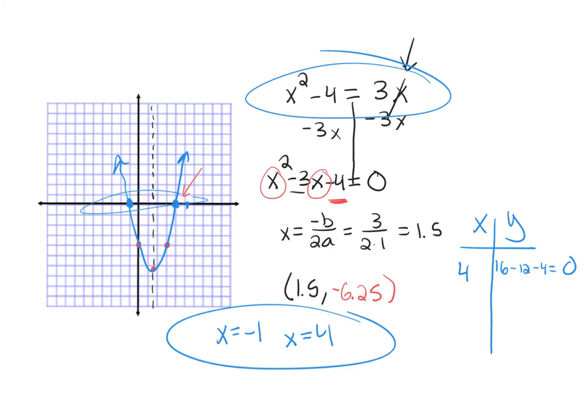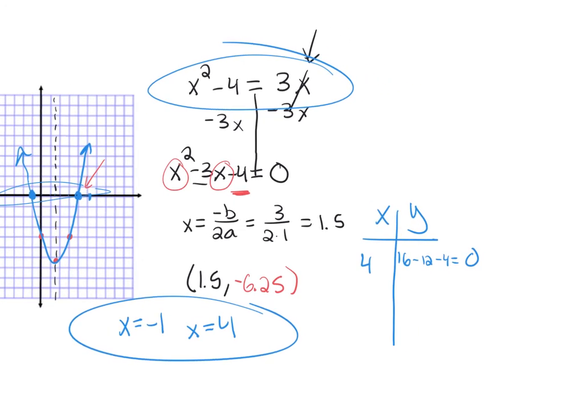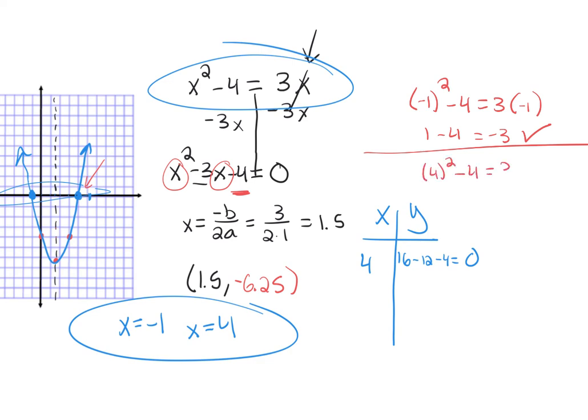And let's just go back and check it and make sure what we found makes sense. Okay, so if I plug in negative 1, is negative 1 squared minus 4 the same as 3 times negative 1? Is 1 minus 4 the same thing as negative 3? Yes. Okay, let's plug in 4. So 4 squared minus 4, is that the same as 3 times 4? 16 minus 4, does that equal 12? Yes, 12 equals 12. So your solutions can get plugged back into the original to check.